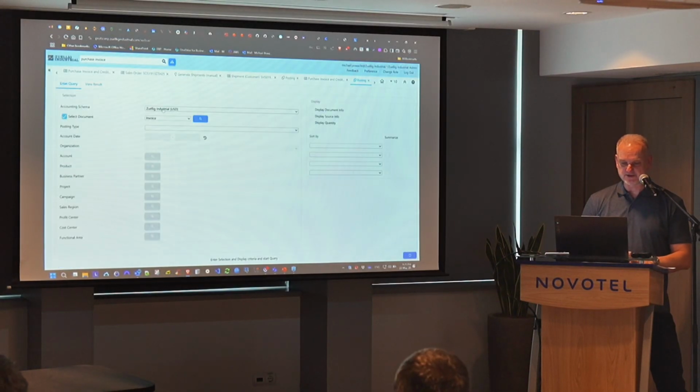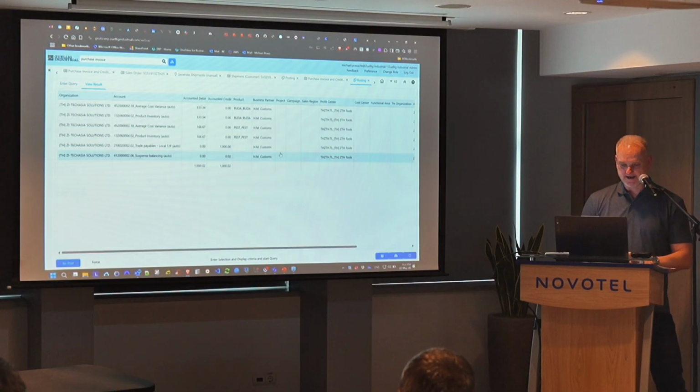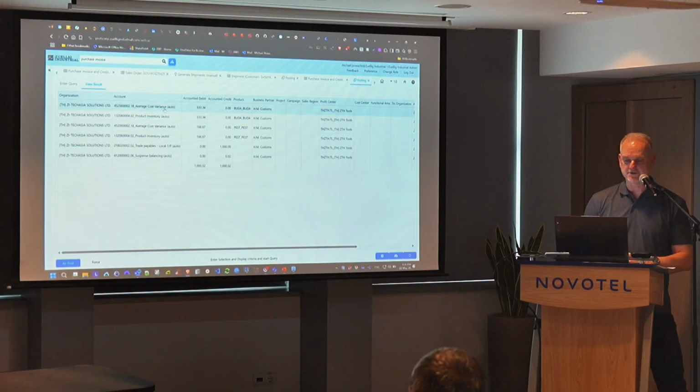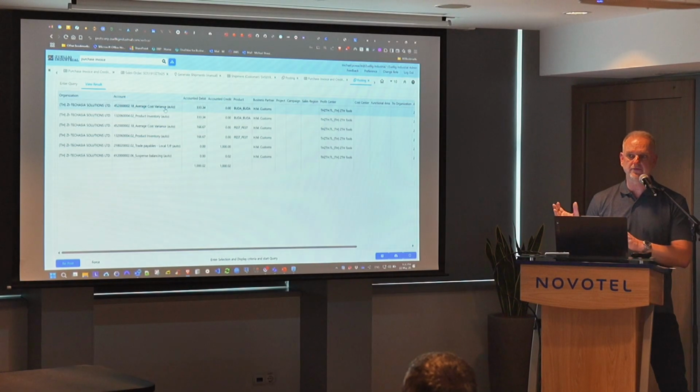So this is my US dollar schema. I'm looking at my Thai baht schema. And we can see here very clearly that a portion of the landed costs goes into product inventory, like this and this. And the other half goes into average cost variance. What that means is that the system has put the right portion of the landed cost based on the remaining quantity on stock.